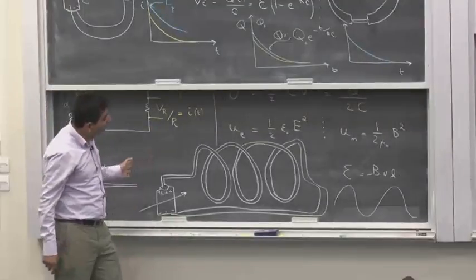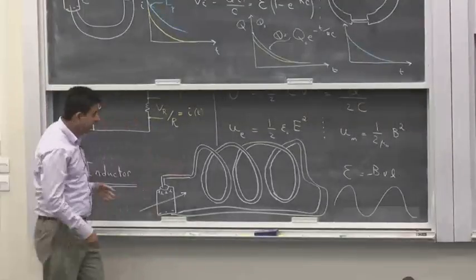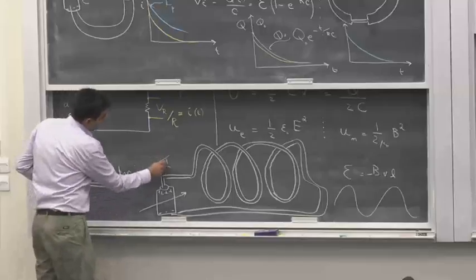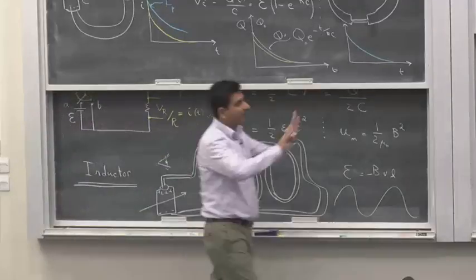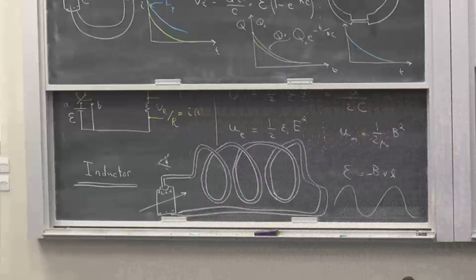Now let me look at only one coil, and I'm viewing this coil from here. This is a perspective view of the coil. So I'm viewing the coil from the front, and this is what the turn of wire is going to look like.